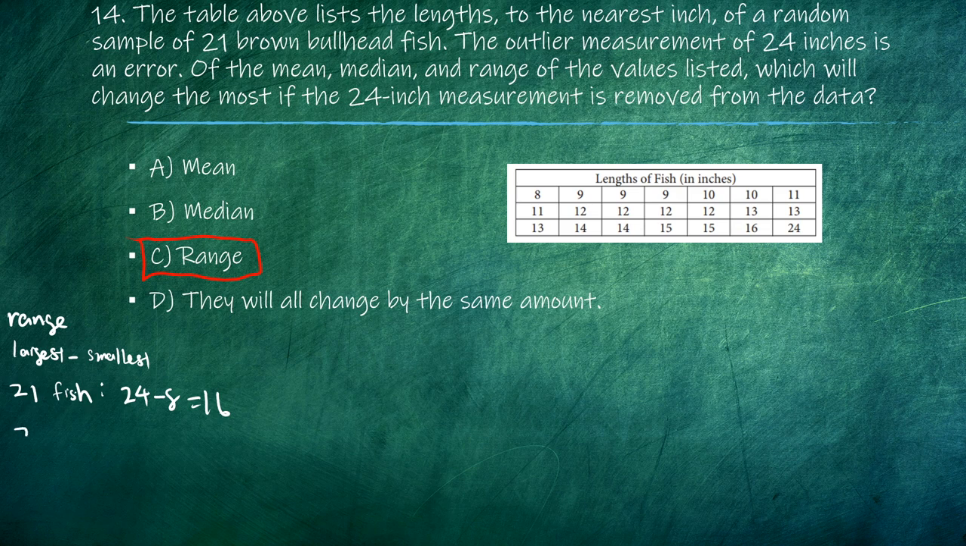And when we have 20 fish, we remove this 24, then the largest number becomes 16, and the smallest number remains 8. So we have 16 minus 8, which is 8. And the difference between them is 8. So that's the first one, range.